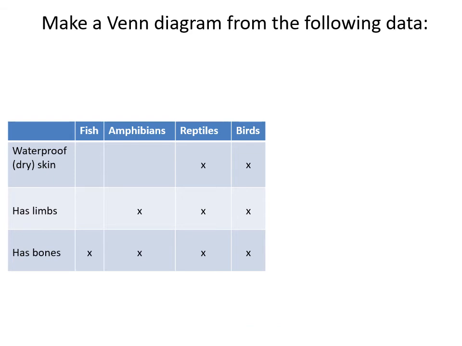So try this out. Try making a Venn diagram from the following data. We've got four groups across the top here, and we've got some different traits with them. Reptiles and birds have waterproof skin. Amphibians, reptiles, and birds have limbs, and fish, amphibians, reptiles, and birds have bones. So you can think of this in terms of a cladogram or a Venn diagram. Let's see if you can do the Venn diagram. Just pause it and see if you can draw it out.